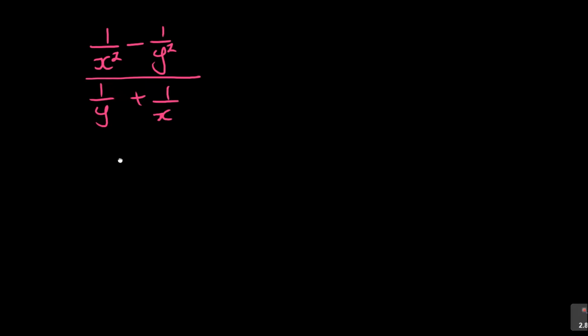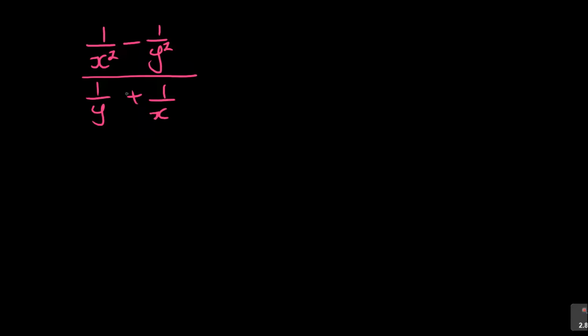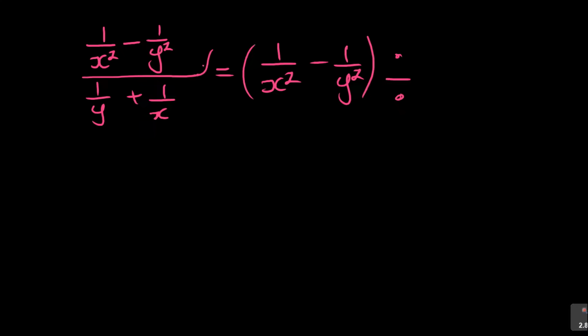Look at this. If you are given this, you're supposed to simplify. It's 4 marks. First, let's deal with this top part. Because you can write this like this. The better way, you can say equal to 1 over x squared minus 1 over y squared. That's what I suggest. You put it in brackets and then you say divided by this division line. You say divided by, put it in brackets also, 1 over y plus 1 over x.